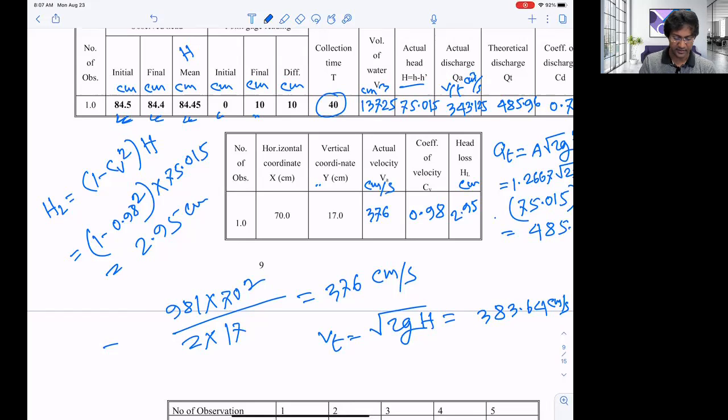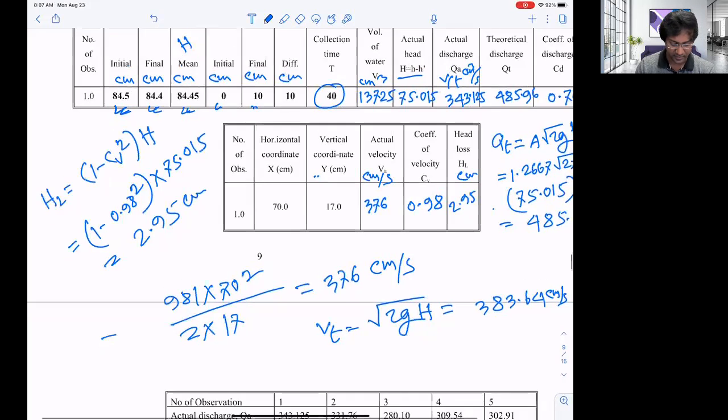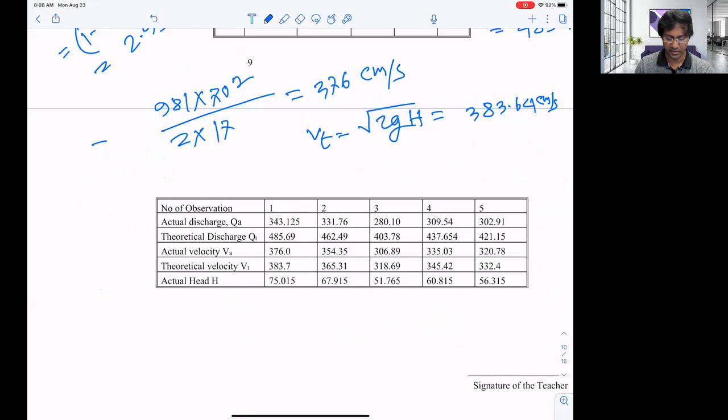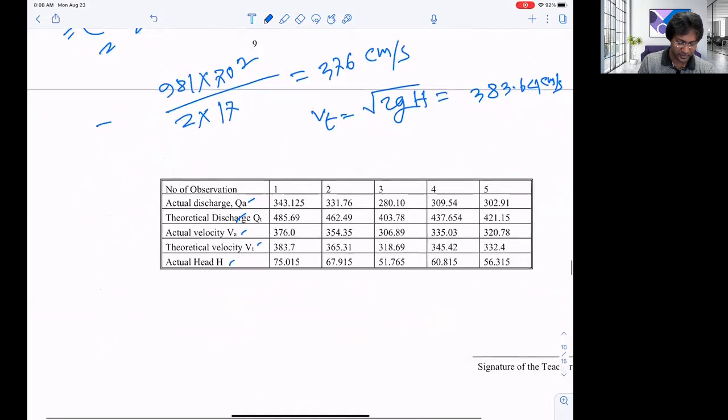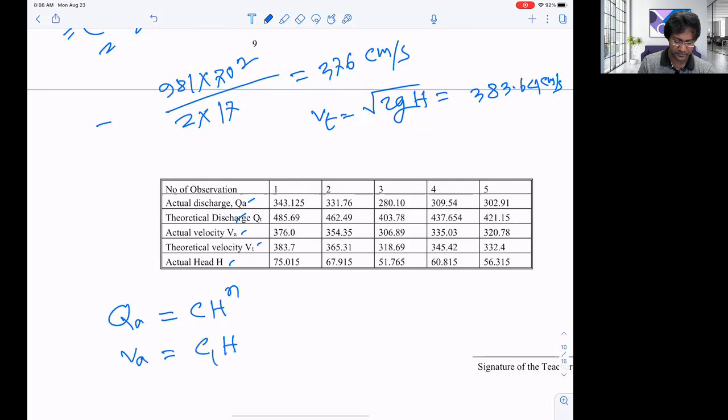Okay, so we have that table filled up. If we repeat this experiment for other groups, then we'll have these values. We have 5 different groups, and we already calculated the actual flow rate, the theoretical, the actual velocity and theoretical velocity, and the actual head. What we will do now is calibrate in terms of actual discharge, and we'll also calibrate for this equation. So we need to plot. We have that information in this table, and we know how to plot on log-log graph paper because we saw the formula.